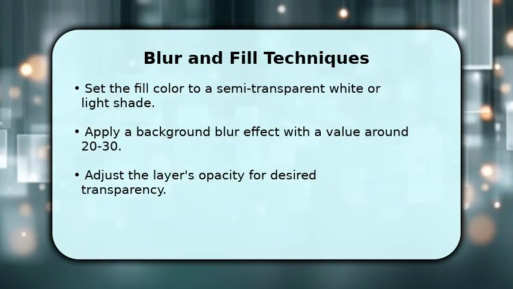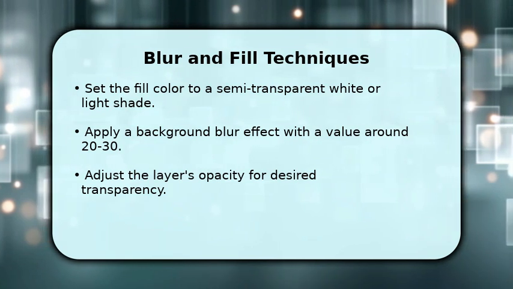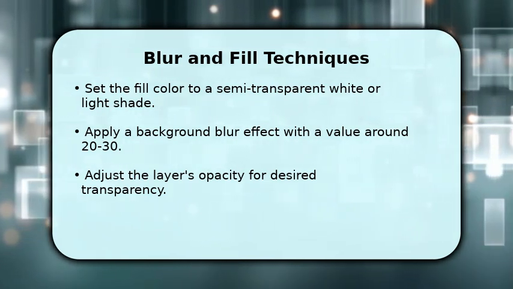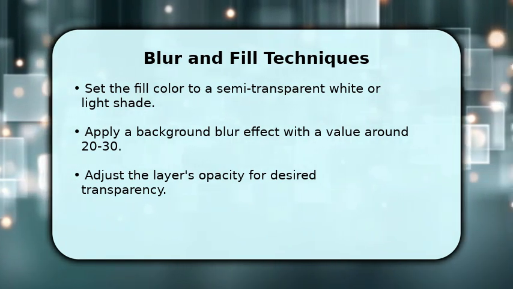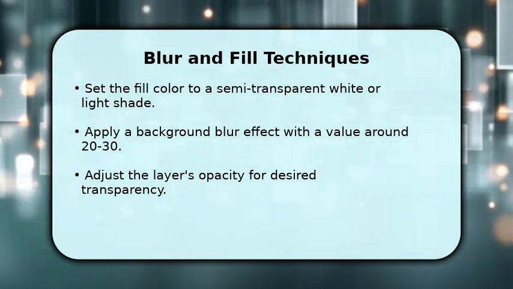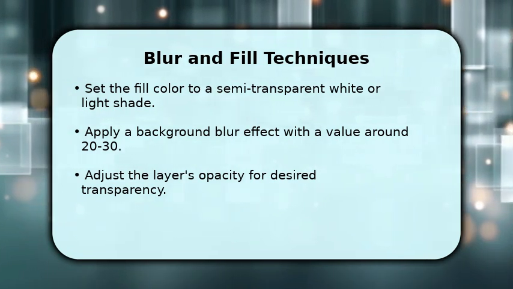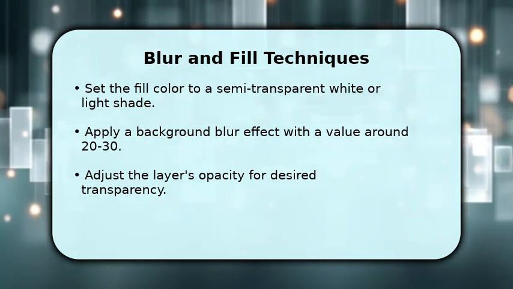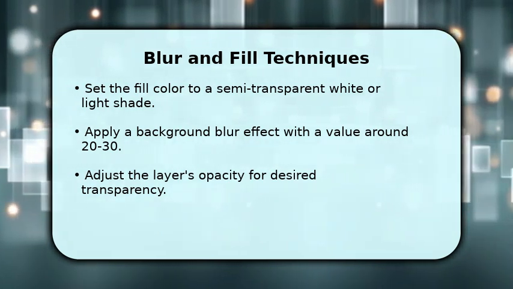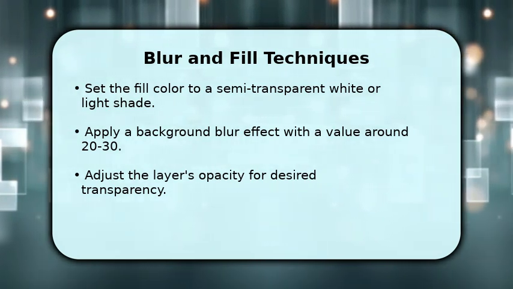Now let's apply the magic. Select your shape and set its fill to a light color like white with an opacity of about 10% to 20%. This provides the base for our glass. Then, add a background blur effect from the effects panel. A blur value between 20 and 30 pixels usually works well, but feel free to experiment. This blurs the content behind your shape, creating that frosted glass look.